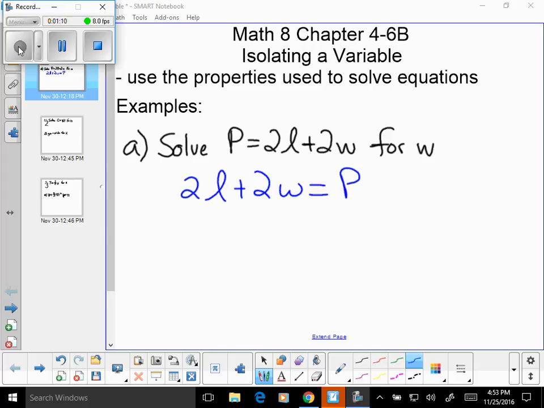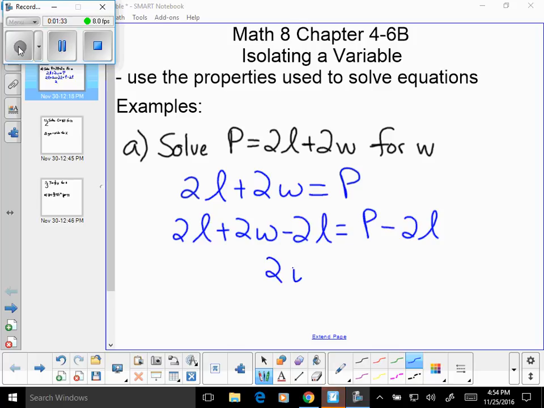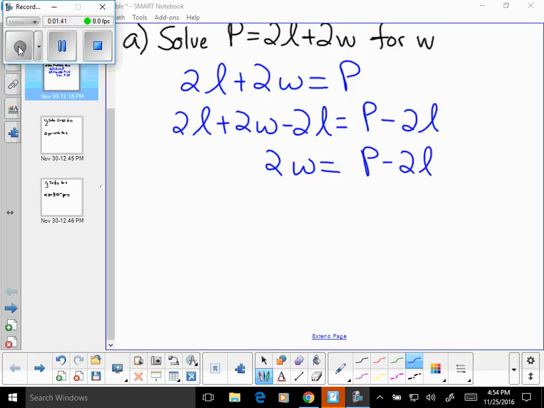Now, if we look on the left-hand side, we want to isolate W. What we do not need is this 2L, 2 times the length. So we are going to subtract that. 2L plus 2W minus 2L. Now, you know from equations, if we subtract it from the left side, we have to subtract it from the right side. Now, on the left side, we will have 2W, and on the right side, we will have P minus 2L.